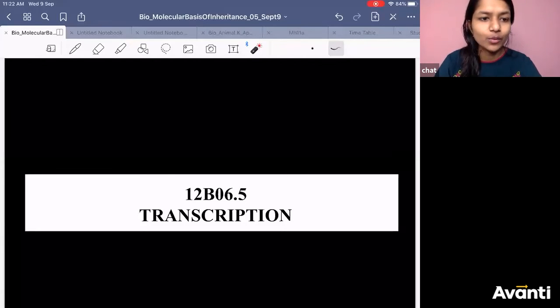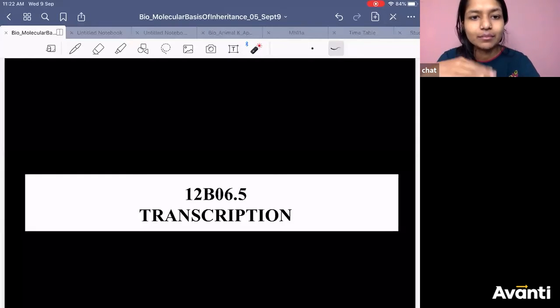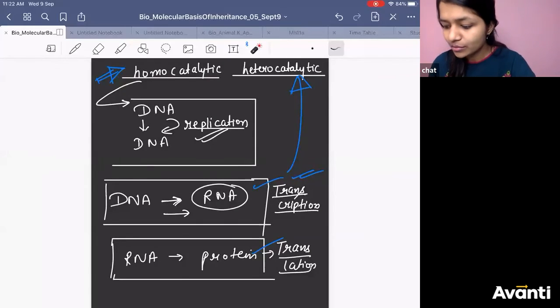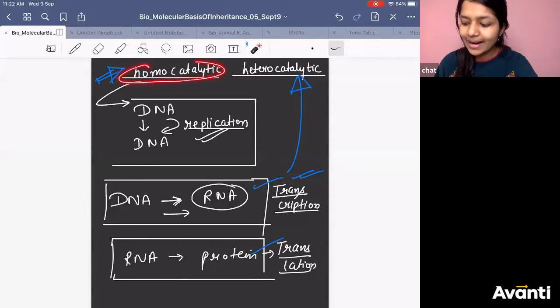So Pranav, what Pranav is saying is right. In chemistry, you have learned it, right? In a homocatalytic process, the medium will be the same, the state will be the same, and in a heterocatalytic process, the medium will be different. Everyone knows this, right? Now in terms of biology, what is a homocatalytic process? Same.